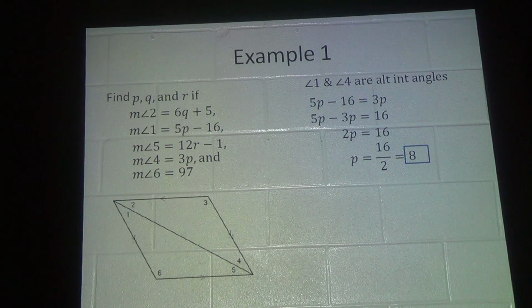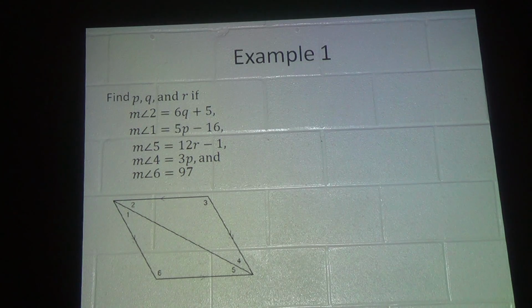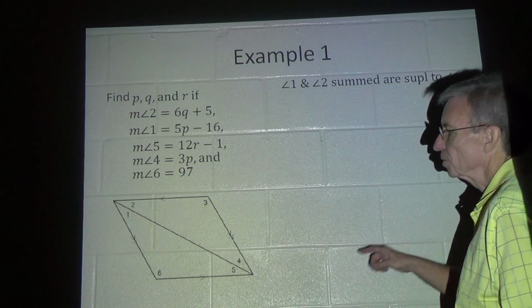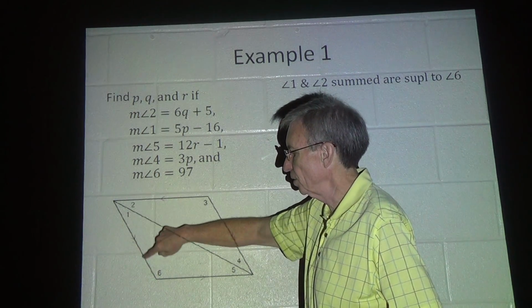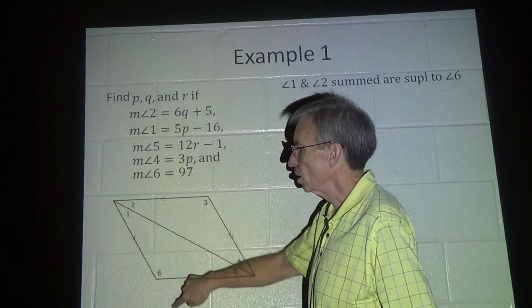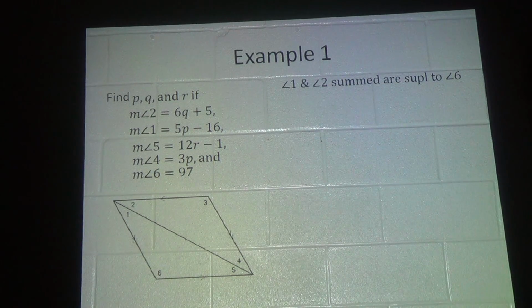Let's take a look and see what's going on with Q. The measure of angle 2 is the only one that's measured that way, so let's see if that's the one they're going to work with first. Angle 1 and angle 2 are supplemental to angle 6. So these 2 angles put together plus this angle are 180 degrees because those are same side interior angles.